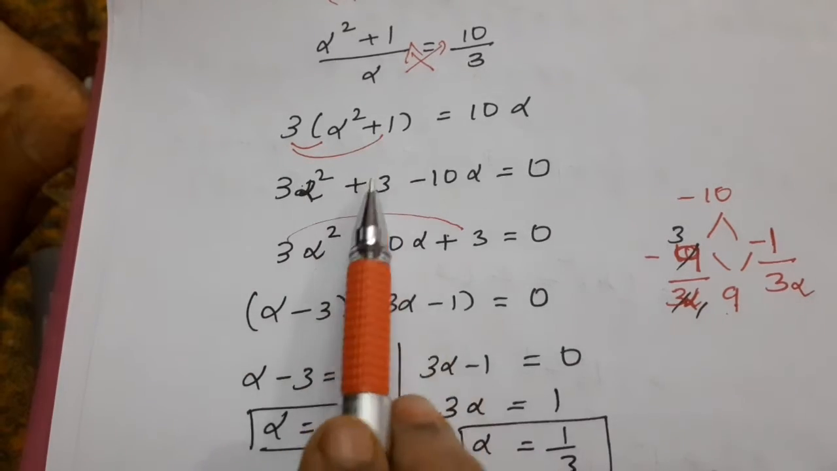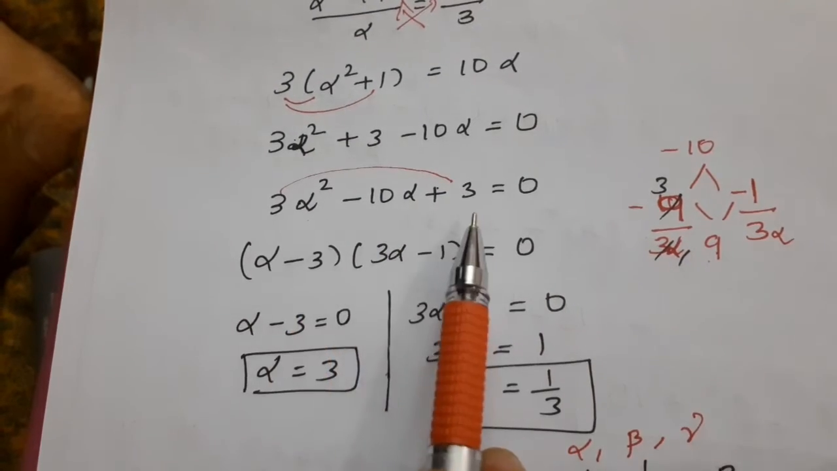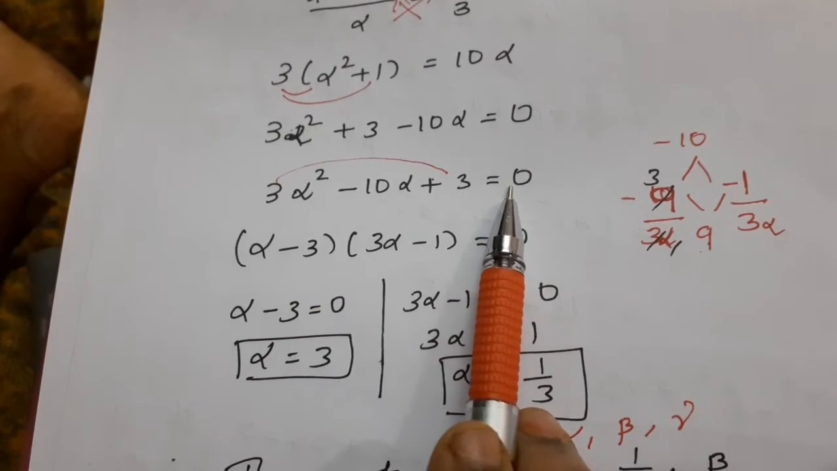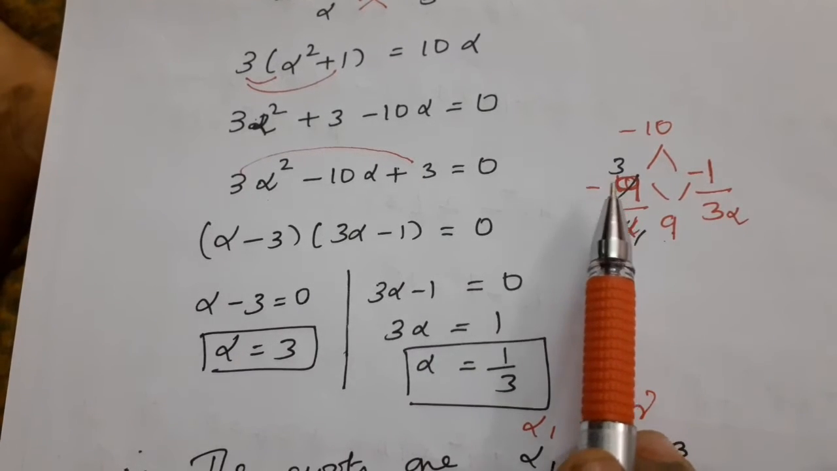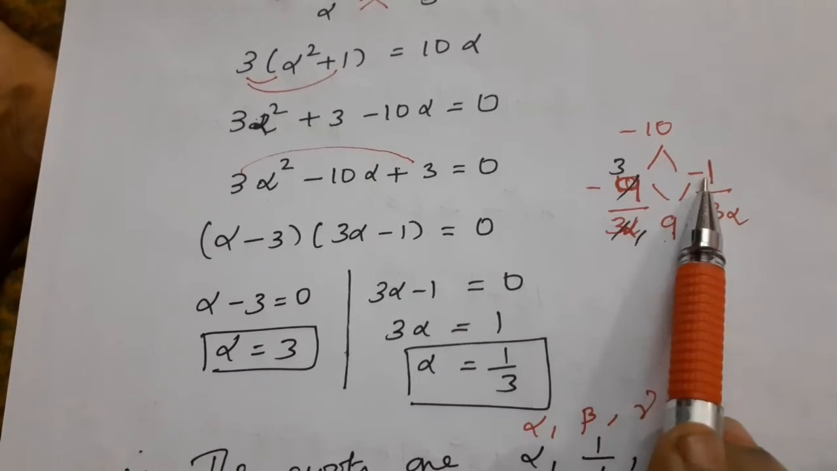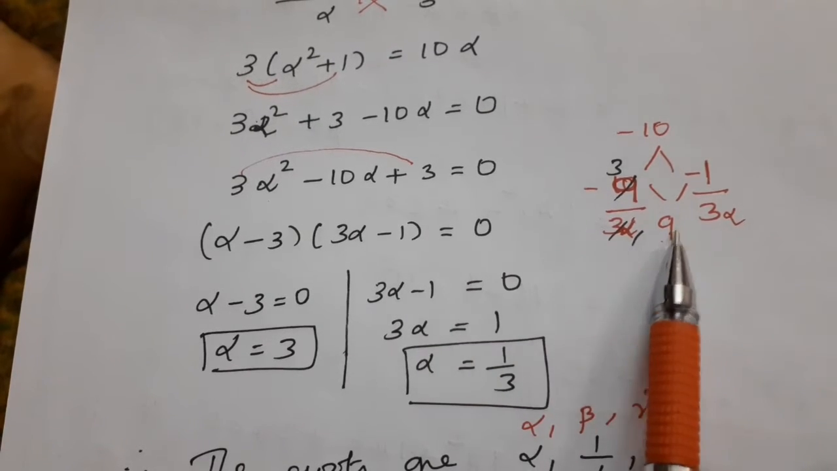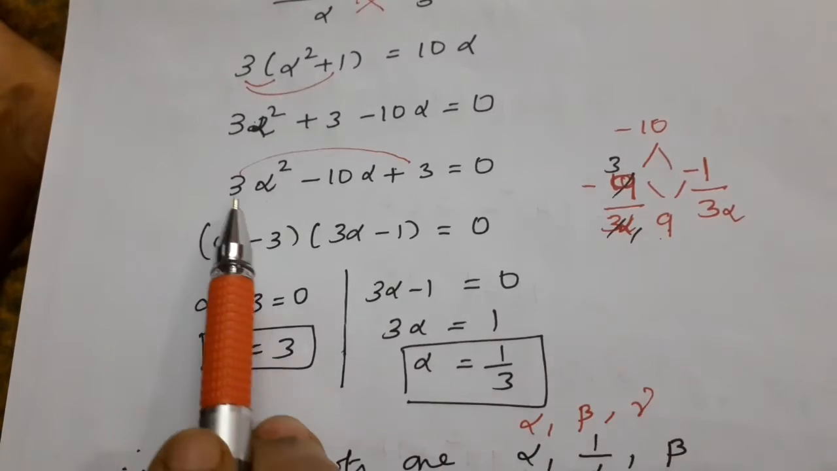3 alpha square plus 3 minus 10 alpha equal to 0. After arranging the quadratic equation, 3 alpha square minus 10 alpha plus 3 equal to 0. Sum is minus 10. Product is 9. 9 ones are 9, minus 9 into minus 1 is plus 9. Minus 9 added with minus 1, you get minus 10.